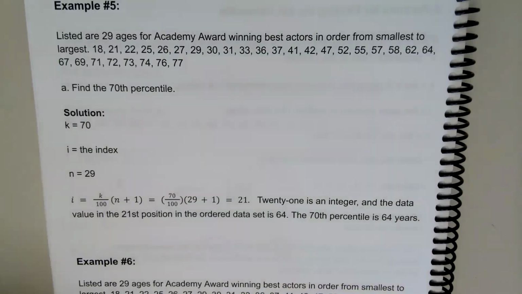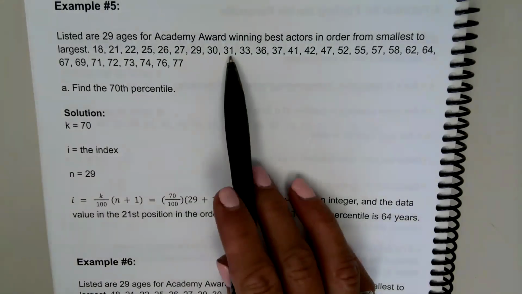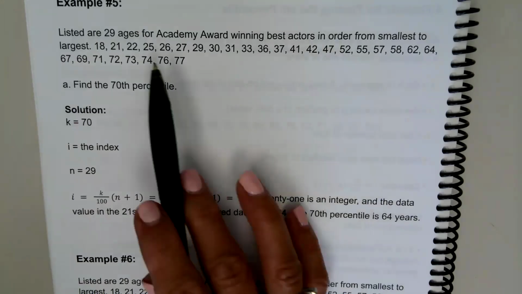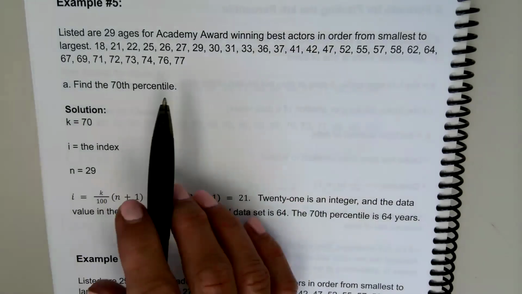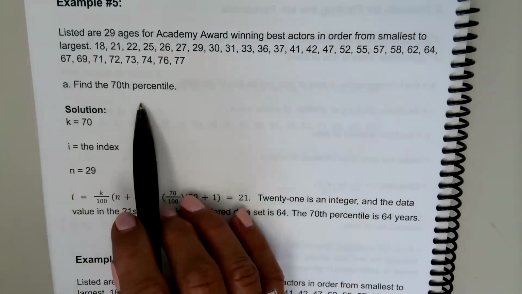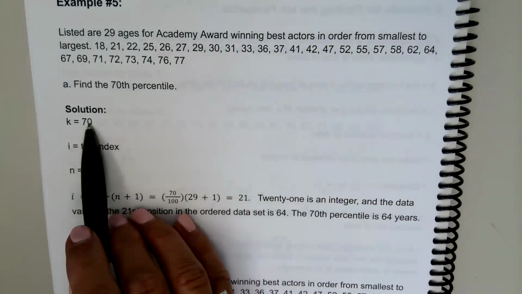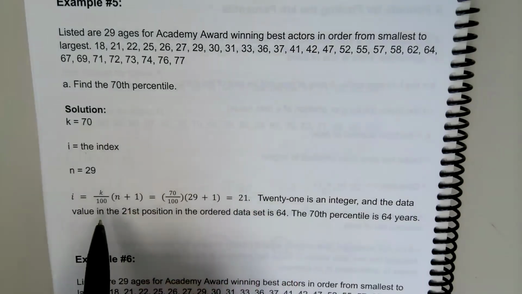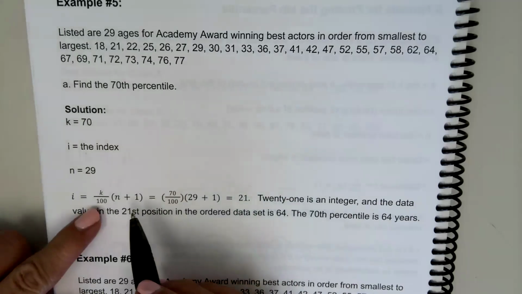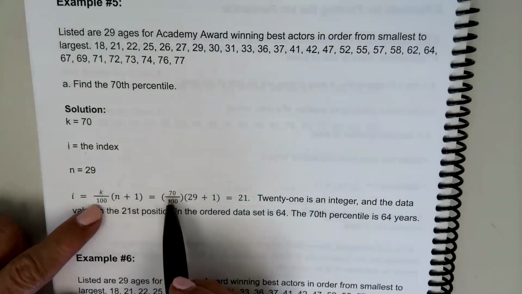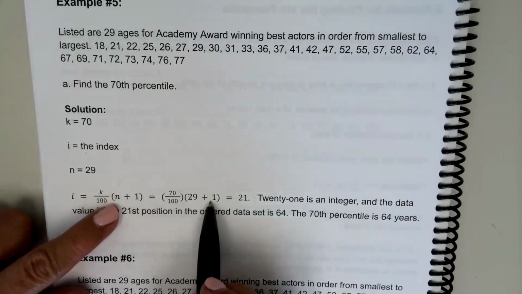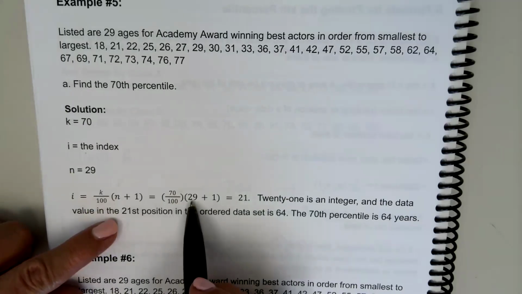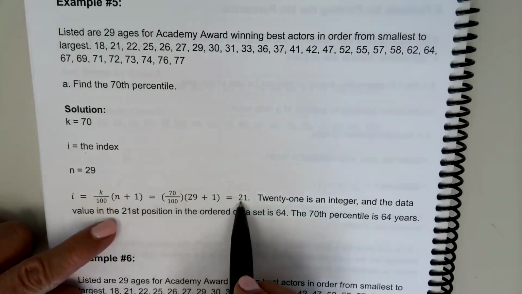We have 29 ages for Academy Award winning Best Actors in order. So the smallest is 18, the largest is 77. We're going to find the 70th percentile. So k is 70. i is my index, which I'm going to calculate. It's k over 100, so 70 over 100 times n plus 1. So it's 70% of 30, which is 21.